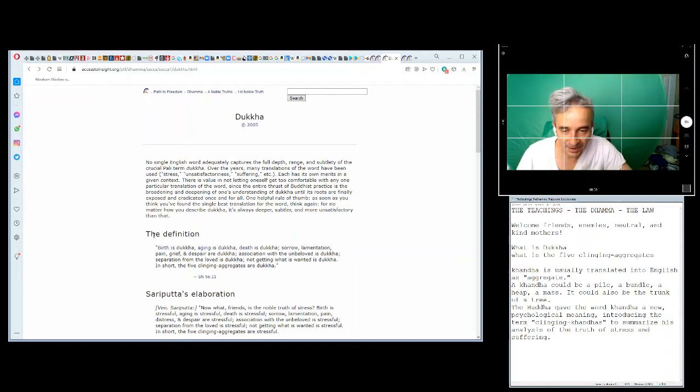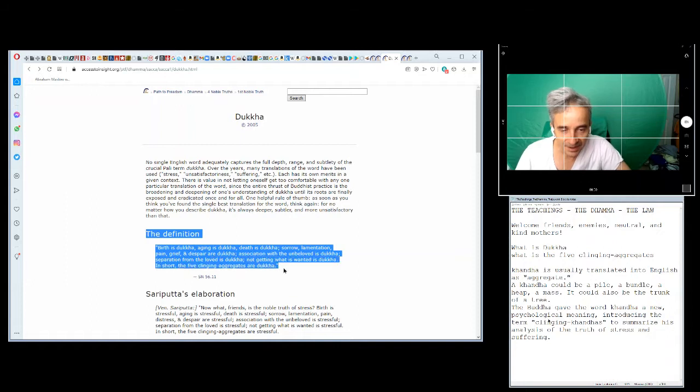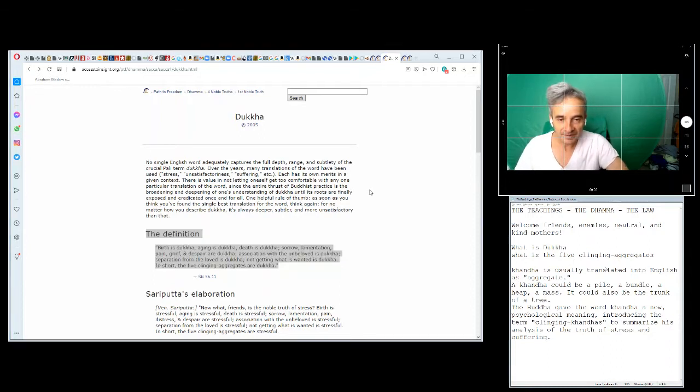given in this SN 56.11. That's a way of getting to what verse, what book or chapter. SN, I believe it's the Sutta Nikaya. The N, I believe, means Nikaya. Oh no, that's not what it means. What SN means, let's go there.